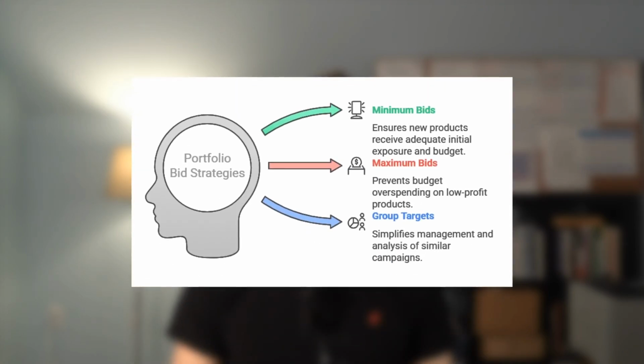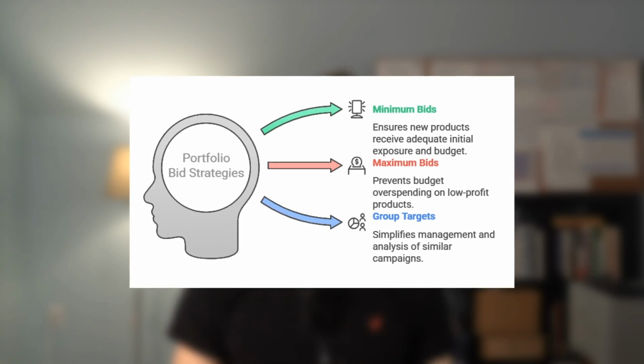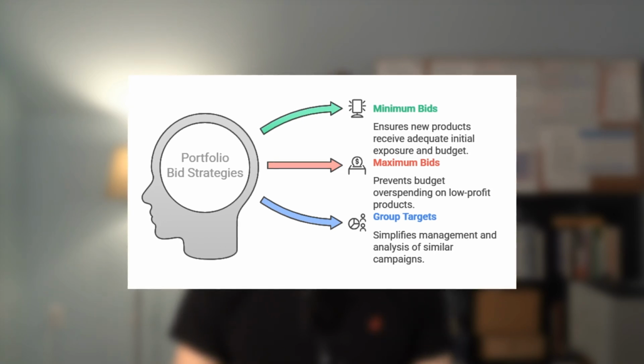Here's how they help. Minimum bids. Imagine you're selling a brand new product. Smart bidding might be hesitant to spend much at first. By setting a minimum bid in your portfolio bid strategy, you force it to give your new product a chance.